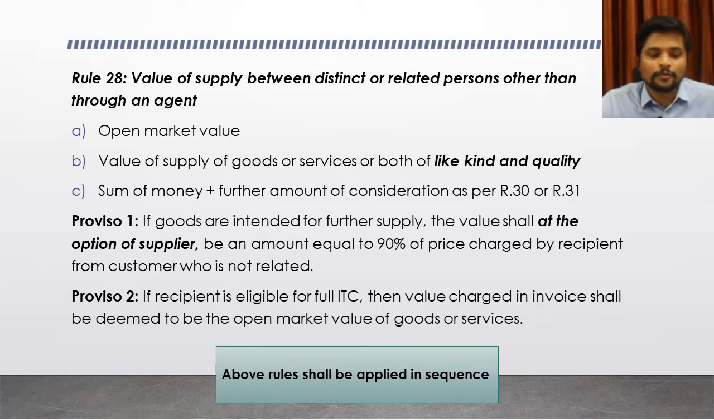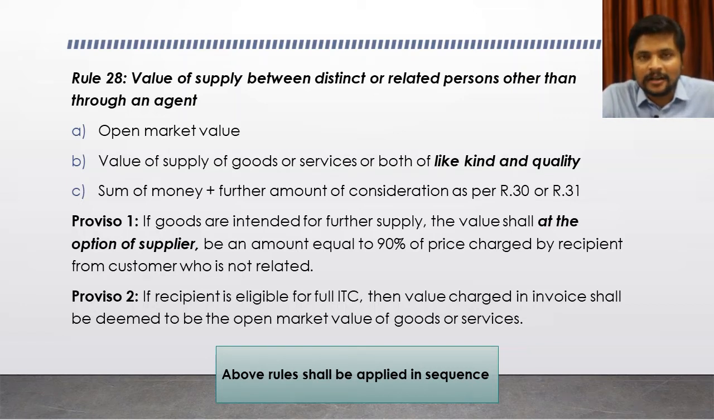Okay, next step, proviso 2. If recipient is eligible for full input tax credit, then value charged in invoice shall be deemed to be the open market value of goods or services. So proviso 2 gives you a deeming provision. What does this proviso 2 say?